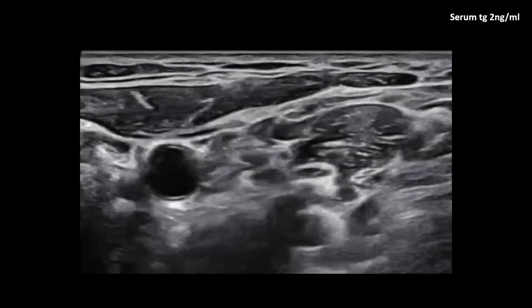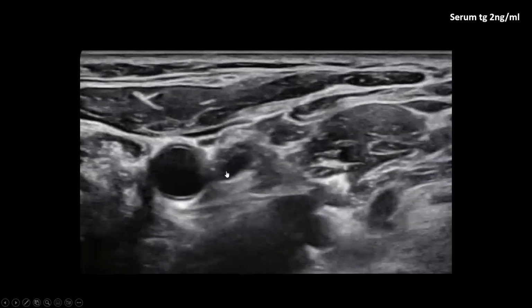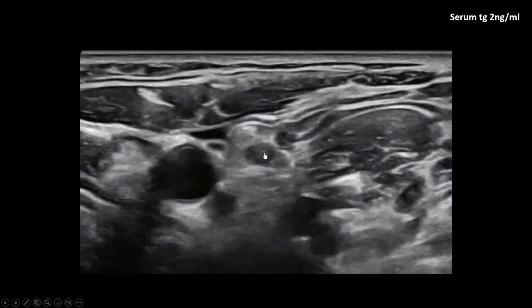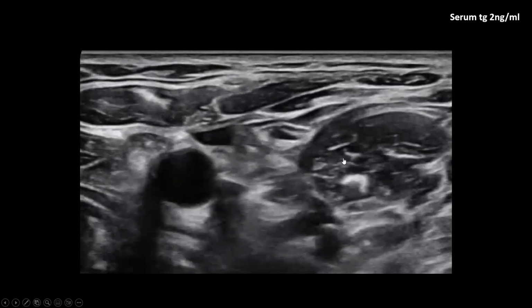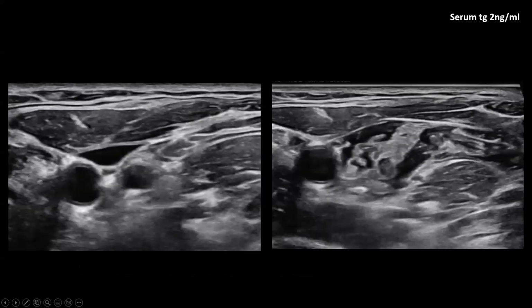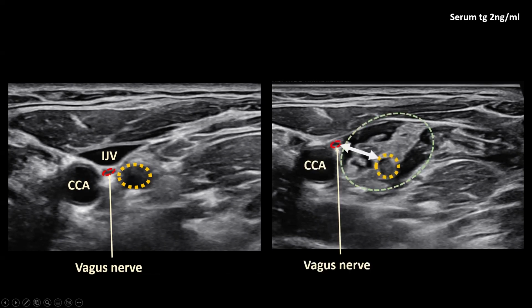Serum thyroglobulin was slightly increased in this patient. A small recurrence was found at her lateral neck on ultrasound. The recurrence is quite close to the vagus nerve, so you have to move them away by hydrodissection. After the hydrodissection, you can see that there is a considerable gap between them. Thank you.